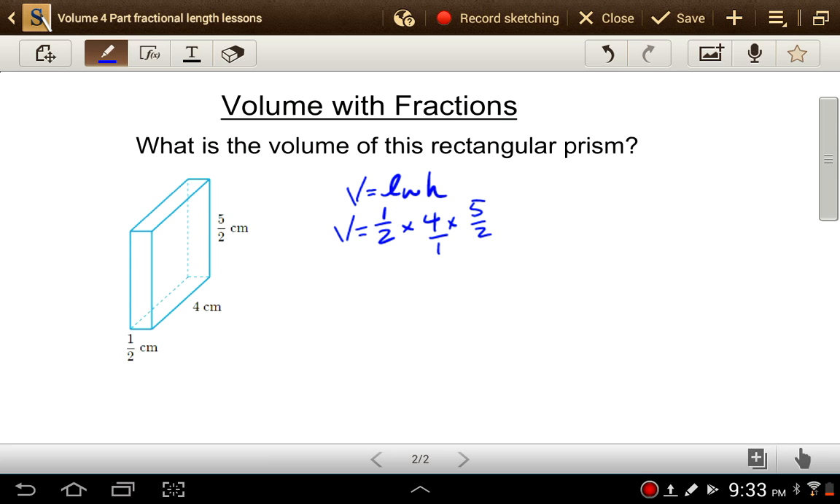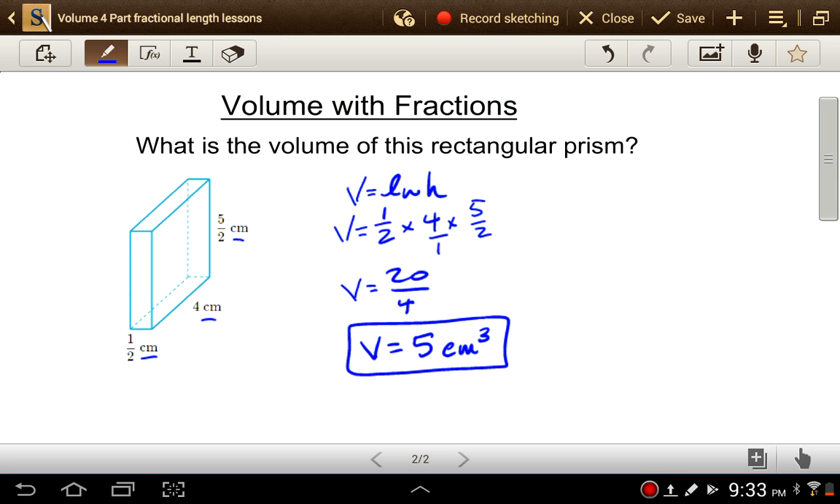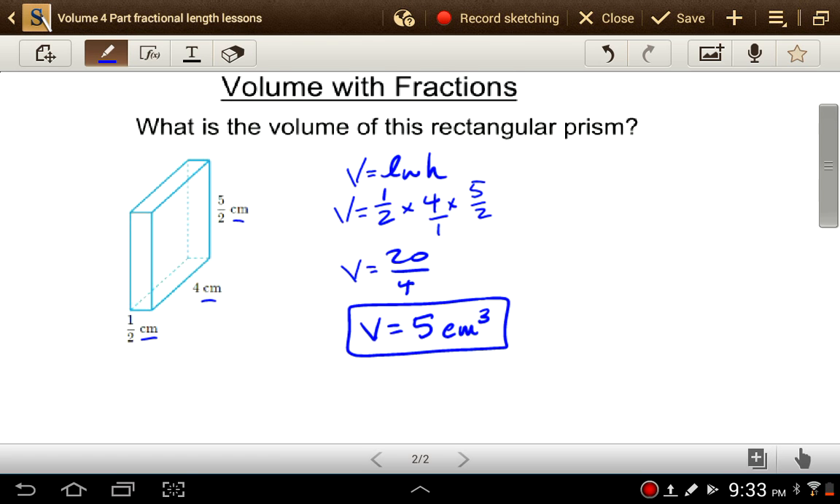All you have to do is multiply the numerators. 1 times 4 times 5 is 20. The denominators, 2 times 1 times 2 is 4. And then I simplify that. So 20 divided by 4 is 5. Yes, there's other ways that you could do that by doing some cross-canceling in there. And if you want to do that, that would be fine. Or you could do it this way. And then I don't want to forget my label. 5, and this is centimeters. So that's 5 centimeters cubed, because volume is cubic units. As I did in example 1, how many cubes I could fit in there. Okay, I'm going to go ahead and move on to my last part of this video.